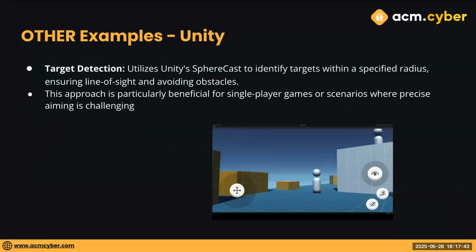Other examples, if you don't have that chip or you just want to try something new, include the Unity target detection system. This system utilizes Unity's SphereCast to identify targets within a specified range, ensures line of sight, and helps you avoid obstacles. It's really good for single player games or scenarios where precise aiming is challenging, like low lighting or lots of objects coming at you. It does a really good job of taking in everything and reading in graphics, which is great.